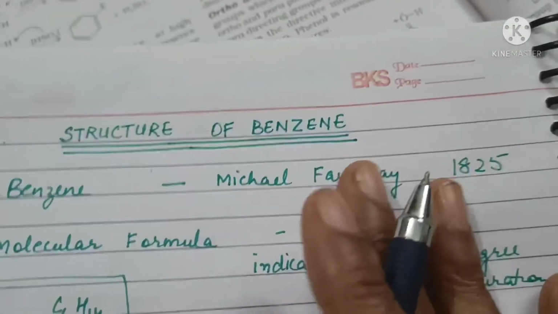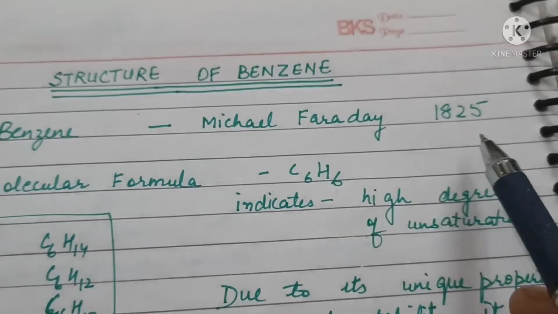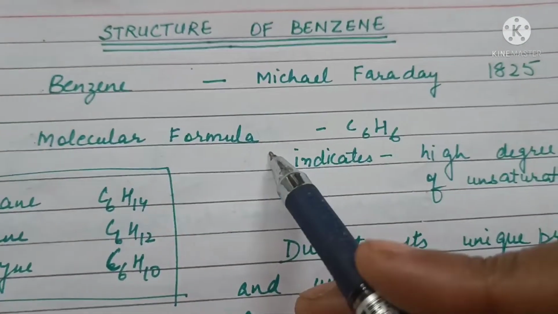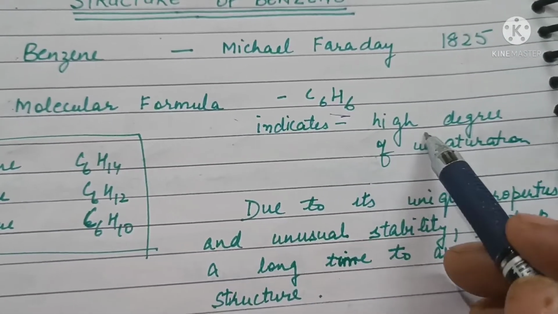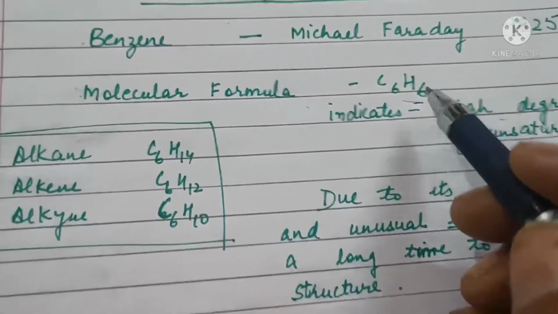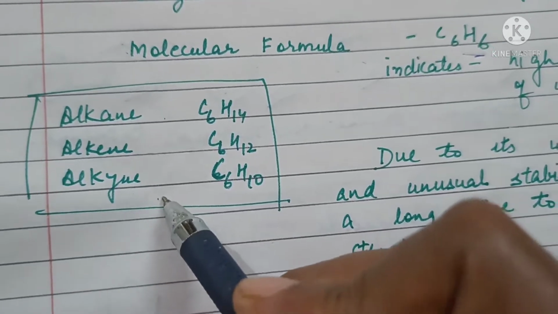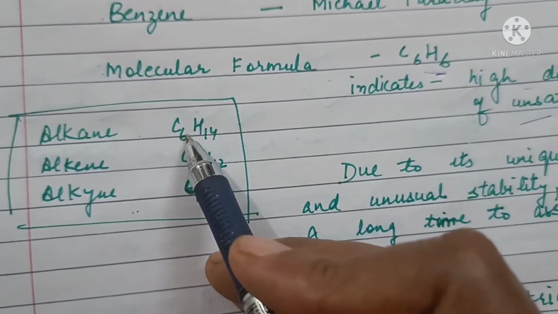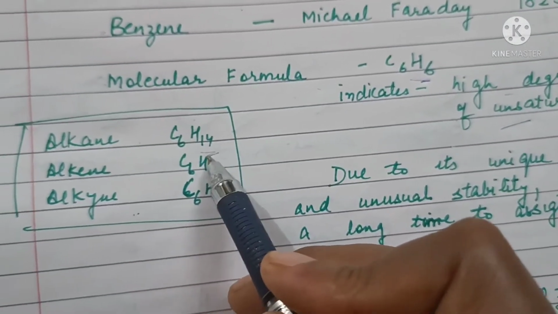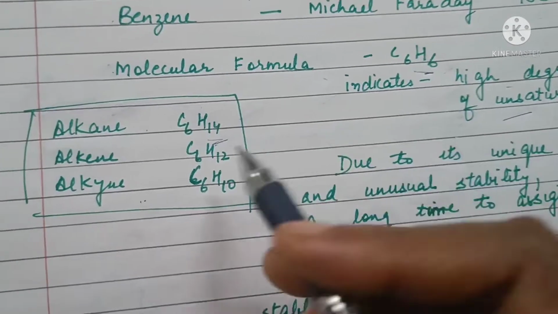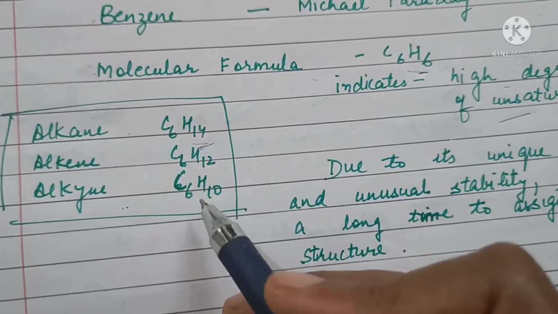Structure of benzene. Benzene was observed by Michael Faraday in 1825. The molecular formula is C6H6, and this formula indicates a high degree of unsaturation. This formula does not relate to any of the formulas of alkane, alkene and alkynes. Alkanes are CnH2n+2. With 6 carbon atoms, the formula becomes C6H14. Here it is C6H6. Similarly, it is not similar to alkene or alkyne with 6 carbon atoms.